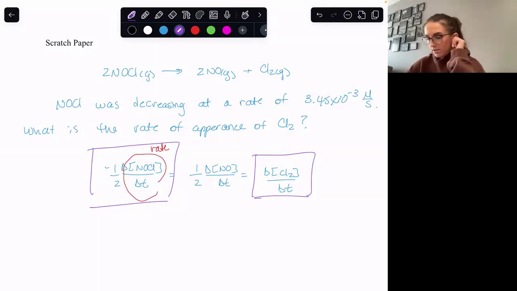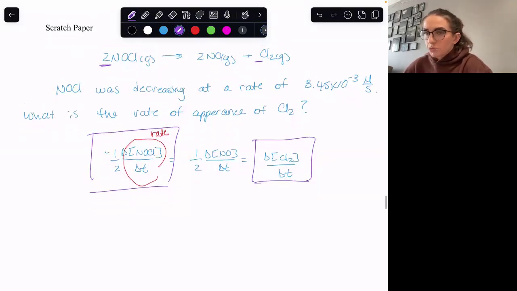Yep, so should Cl2 be appearing faster or slower than NOCl is disappearing, based off of the coefficients? Yeah, it should be appearing slower. Because we have a 2 in front of our NOCl and a 1 in front of our Cl2, for every 2 molecules of NOCl that get used up, we only produce 1 Cl2 molecule. So the rate of appearance should be slower than the rate of disappearance.